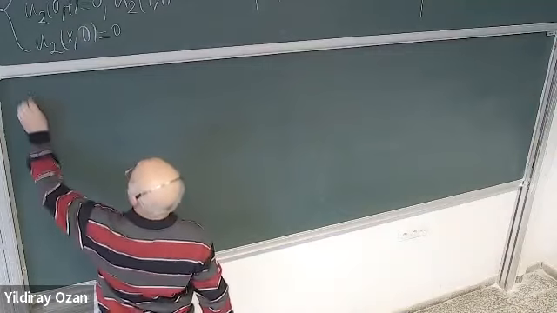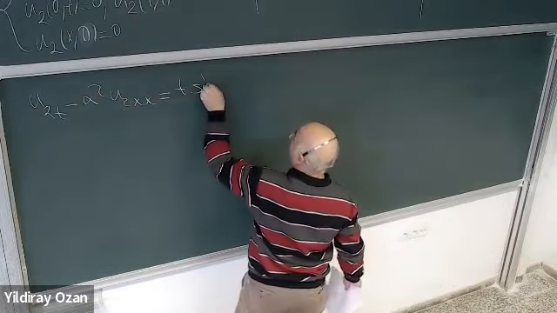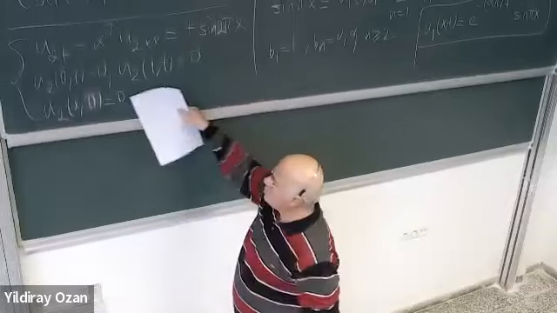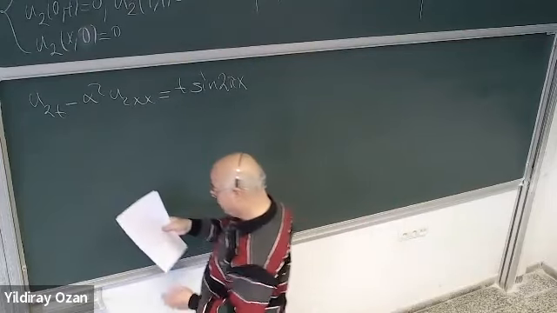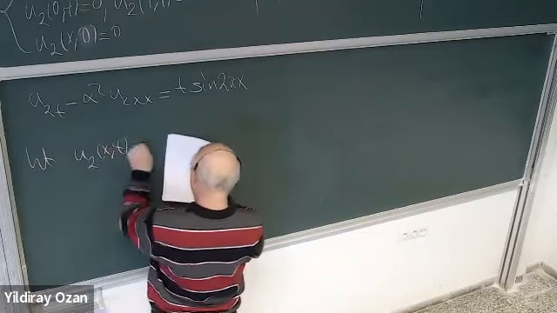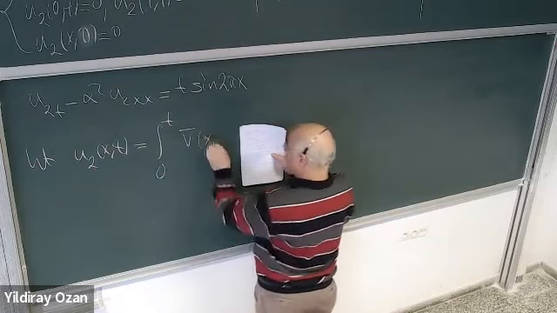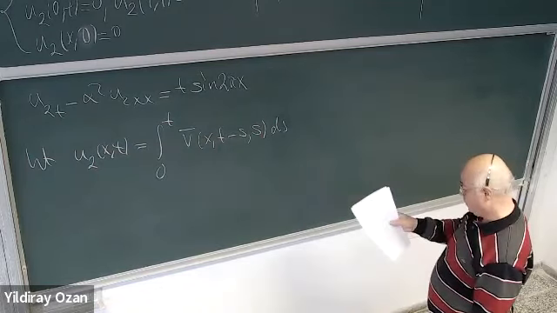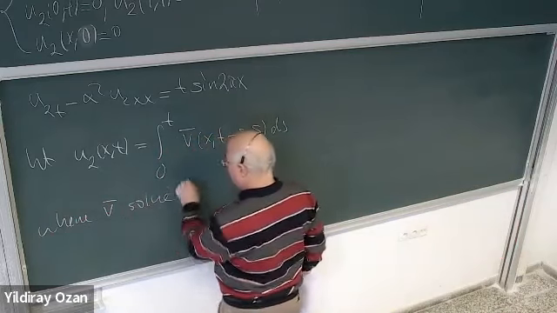Okay, U2 t minus alpha squared U2 xx is just t times sine 2 pi x. And it satisfies homogeneous boundary conditions and initial condition. So for that we use so-called Duhamel's principle. What was that? So we let U2(x,t) be the integral from 0 to t of v bar (x, t minus s, s) ds, where v bar solves the equation.